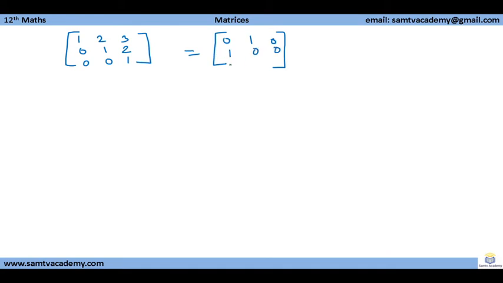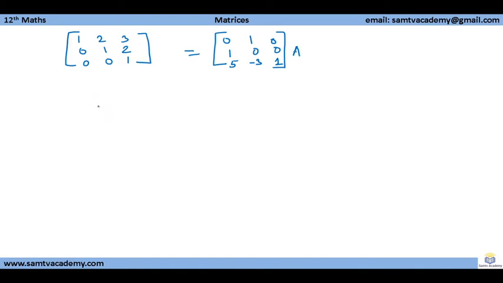So we have to write it again. Last what we got here: 1 2 3, 0 1 2, 0 0 1, and on this side what we got: 0 1 0, 1 0 0, and last 5, minus 3 and 1, and A will be written as it is.